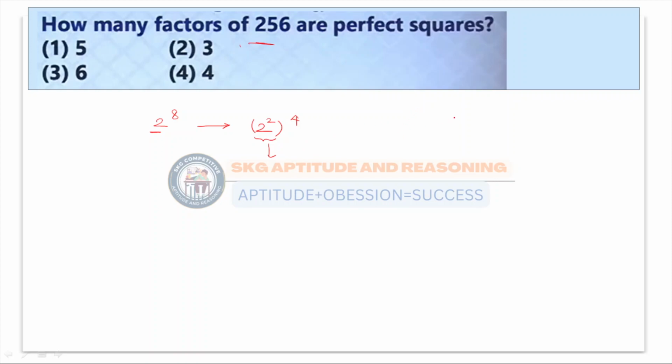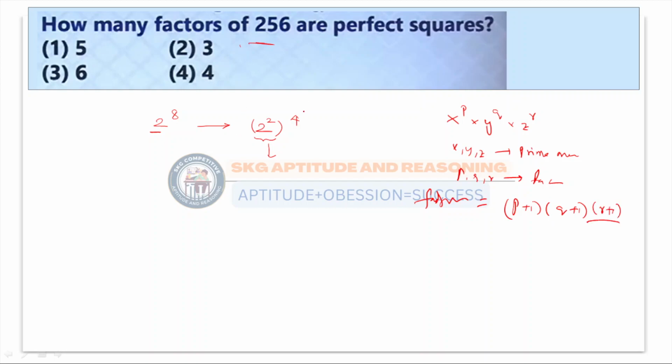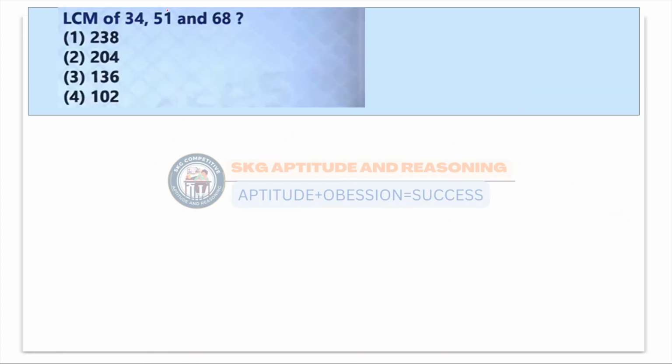For a number of the format x power p into y power q into z power r, where x, y, z are prime numbers and p, q, r are the powers, the formula for the number of factors will be (p plus 1) into (q plus 1) into (r plus 1). So the number of factors of 256 which are perfect squares is 4 plus 1, that will be equal to 5. So the answer for this problem will be option 1, that is 5. Let us go for the next question. Okay, this will be the next question.